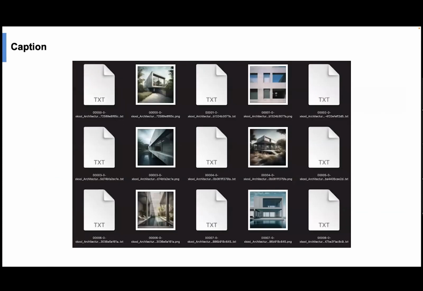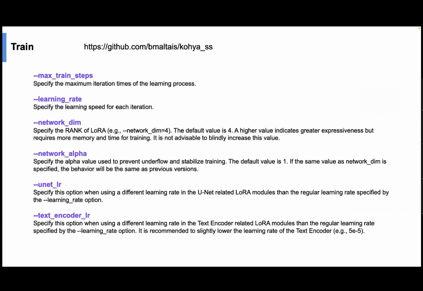After captioning all the images, we expect to see pairs of image and text file, and that's all we need for Lora training. As for the training part, I won't go into much detail, and I would suggest you take a look at this GitHub repository if you are interested. It has a great GUI that is similar to Stable Diffusion web UI, and you can train your Lora with an interactive interface.